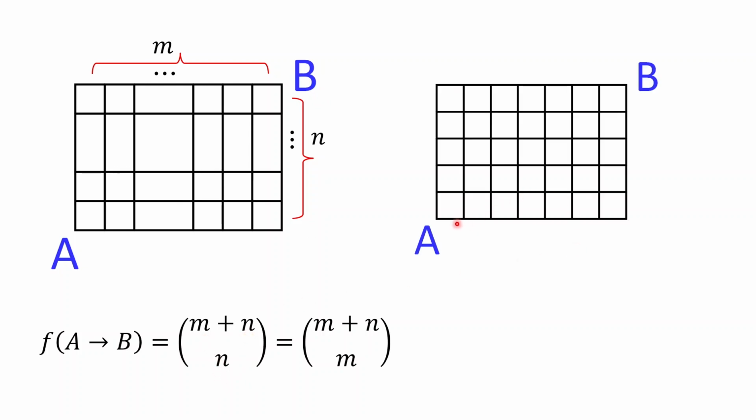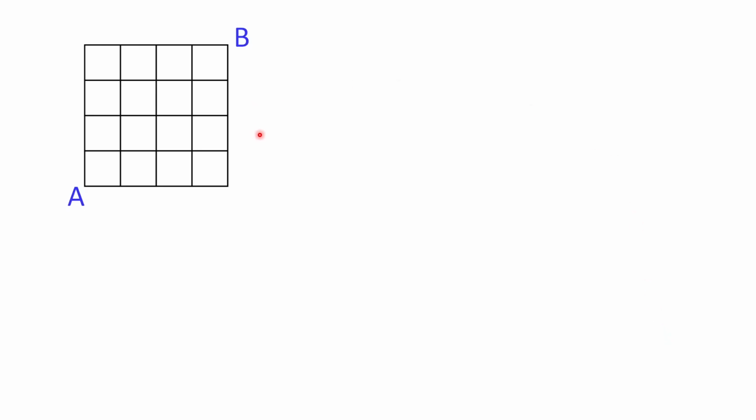For example, if we have this network, this is 7, this is 5. So the number of ways that we can go from A to B is the choice of 5 objects from 12 objects. Okay, so we know this background. Now we go back to our own question. Assume that the network is complete. We have something like this.